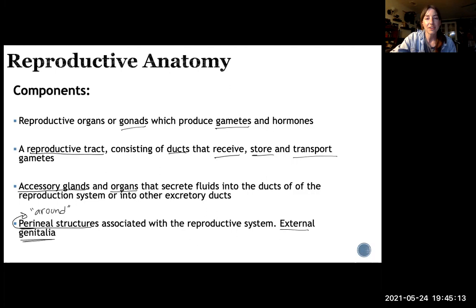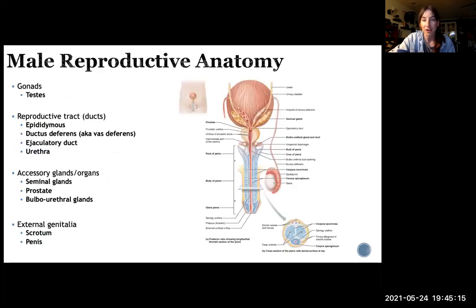Okay, so let's go into detail, starting with the male reproductive system, and then I'll go into the female reproductive system and all the leftovers in my second lecture, okay? So the gonads of males are the testes. That is plural. Singular is a single testis.